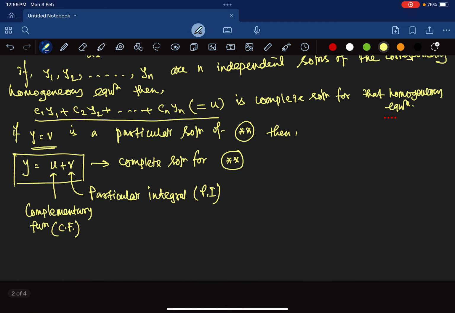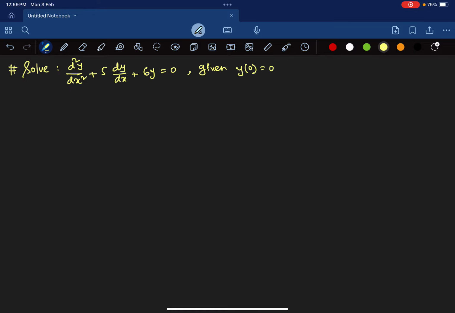So for homogeneous, let me take one question. Solve this equation d2y/dx2 plus 5 dy/dx plus 6y is equal to 0, given y(0) is equal to 0 and dy/dx at 0 is equal to 15. Okay, this is given in the question.